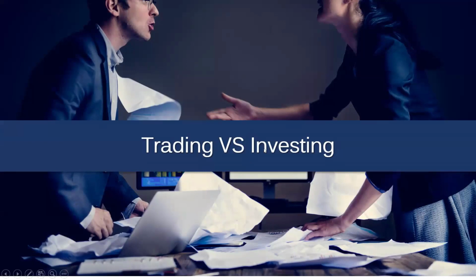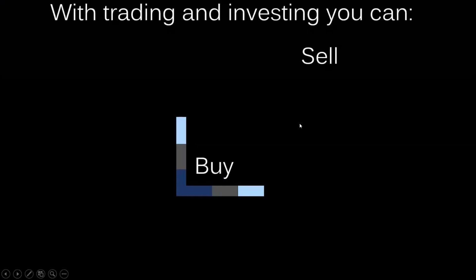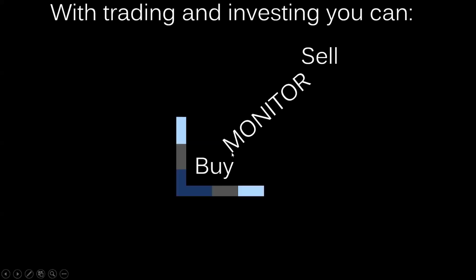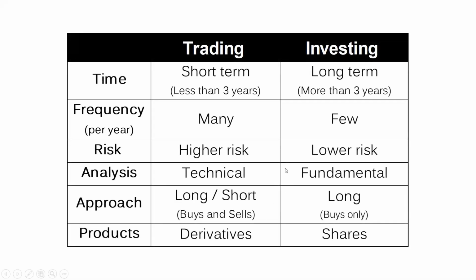Now let's talk a little bit about trading versus investing. Whether you're trading or investing, at the end of the day, there's only three things you can do. You can either buy, sell, or monitor. That's it. Those are the only things you can do. And there are only a few major differences between investing and trading. Let's just go through a little bit of them.